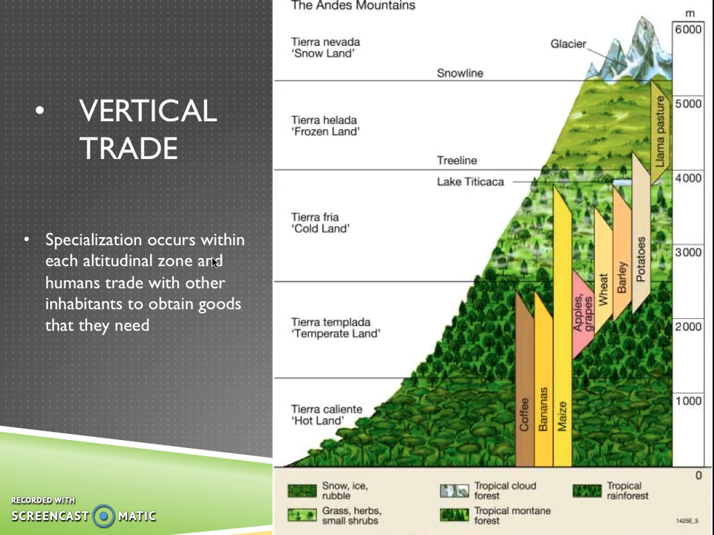Vertical trade is when people that live in a zone specialize in what that zone is best at producing. So we talked about how in Tierra Templada, they specialize in coffee. If they have that as a cash crop, they might not have a whole lot of meat. So they might trade with an indigenous, let's say, herder from Tierra Helada that has llamas. So they'll exchange coffee for meat. So the trade is occurring vertically from zone to zone. It's a unique type of trade that only occurs in very mountainous areas where you have vertical zonation.